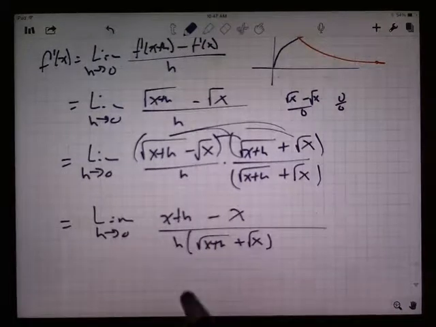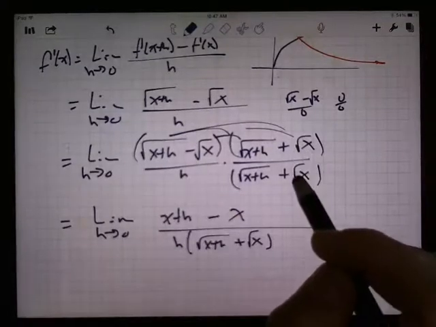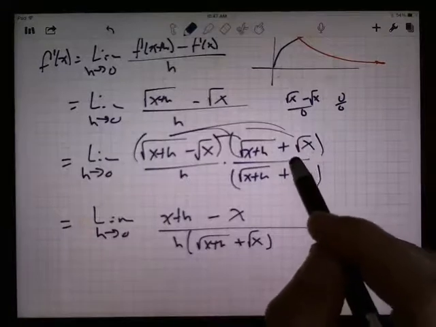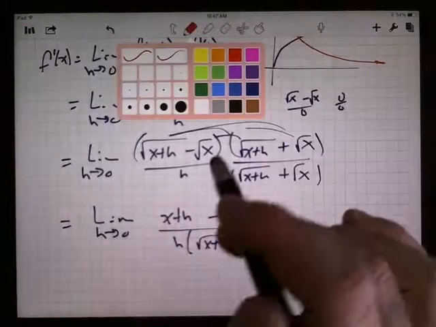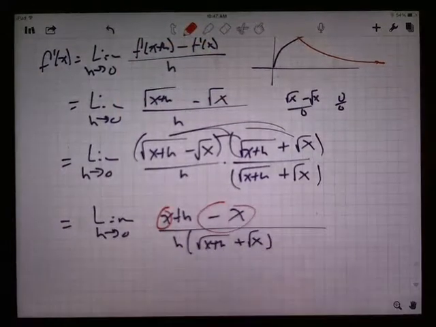Right? I didn't just square top and bottom because I'm not allowed to do that. I would change the value. What I did was I multiplied by 1, and I chose the right form of 1 to make the top do something nice. Right? Now I can see I've got a plus x and a minus x. Those are going to go away.